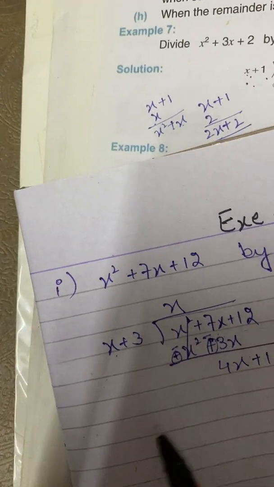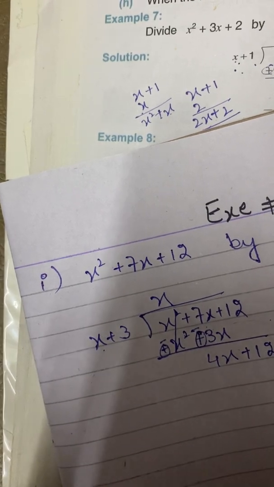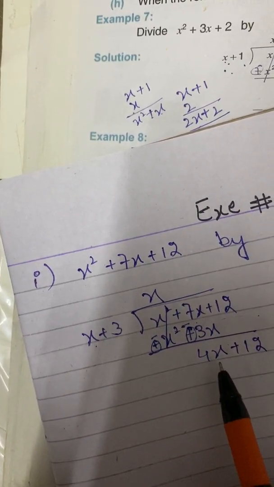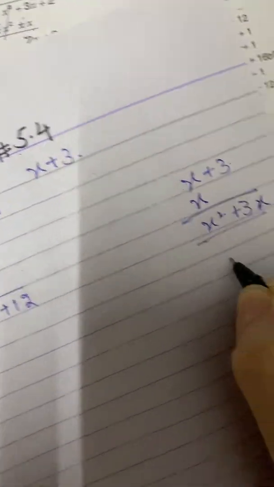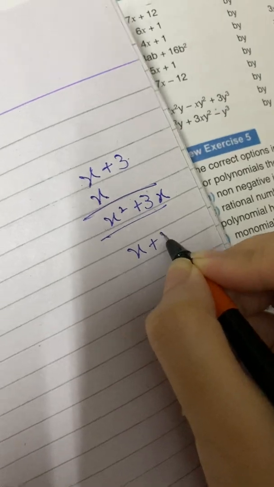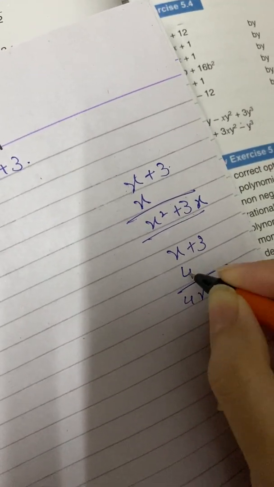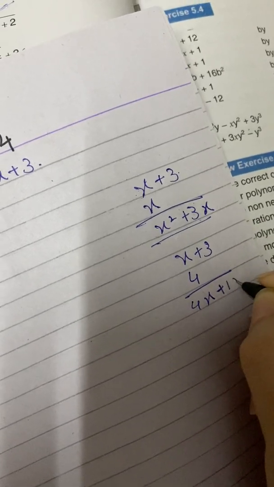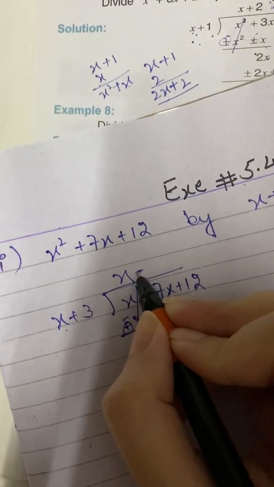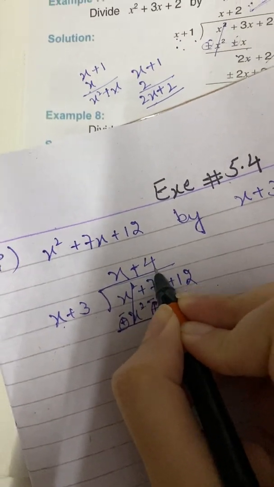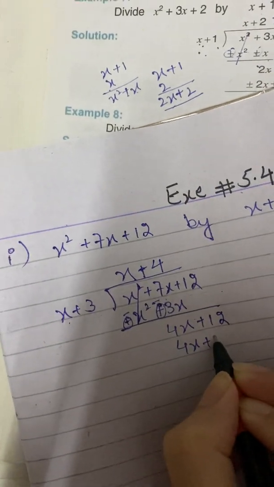Now we have to make it 4x. We have to make here 4x. What number should be multiplied by x to make it 4x? 4. So we will multiply x plus 3 by 4. 4 into x will be 4x, and 4 3s are 12. We multiplied by plus 4 because that was the positive 4. So it is 4x plus 12.